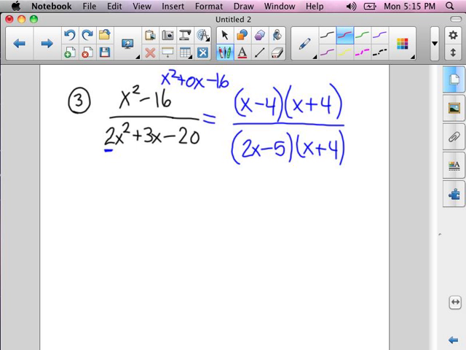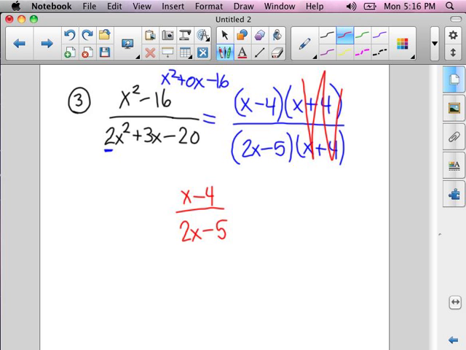Once you get to this point right here, notice I have x plus 4 on the top, and I have an x plus 4 on the bottom. It's okay, they don't have to be directly underneath each other, but if there's one on the top and bottom, I'm going to cancel it out, just like we did in the last problem. They wipe each other out, they're gone. So my answer is x minus 4 over 2x minus 5.